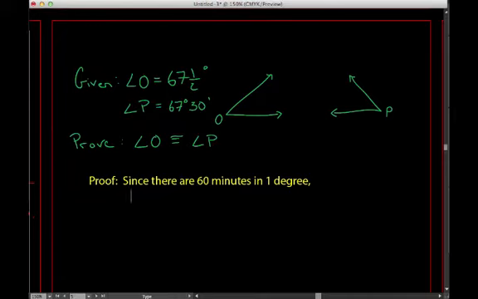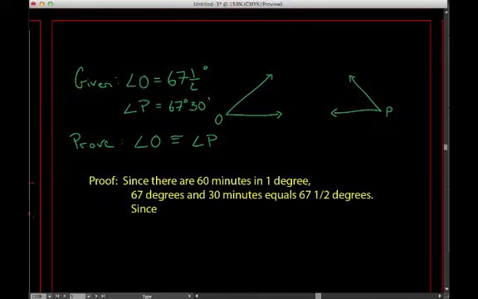67 degrees and 30 minutes equals 67 and 1/2 degrees. And then we can say since angle O and angle P have the same measure, they are congruent.